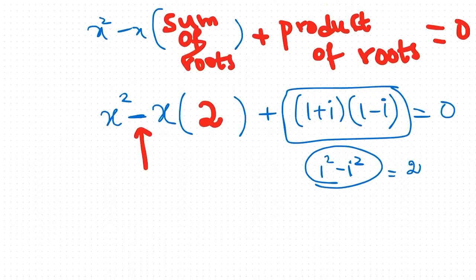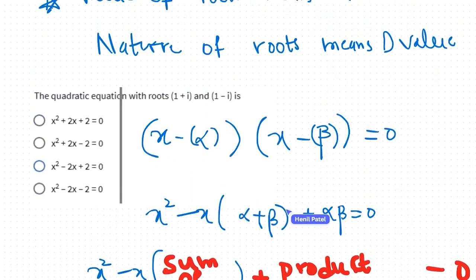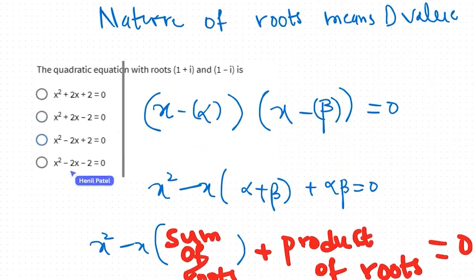So basically the answer is x square minus 2x plus 2 equals 0. Which one is the option? The third one. It's just that we need to be a bit careful with the signs, because everything is kind of the same.